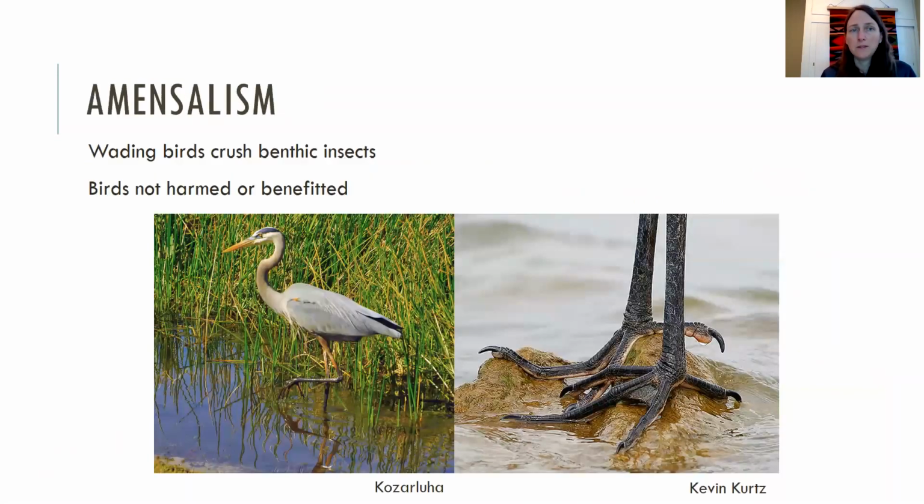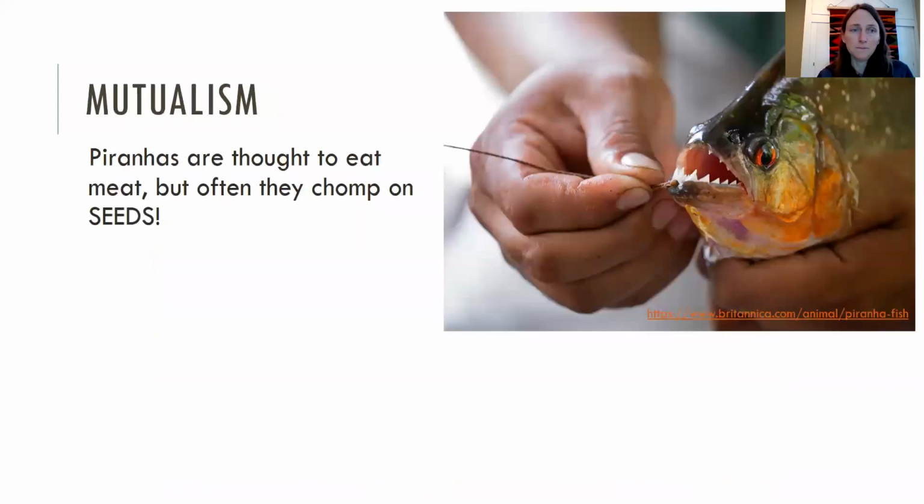An amensalism, in this example, a wading bird like a heron is walking around in the mud, crushing benthic insects, crushing little tubes and burrowing insect channels and things. The bird is not harmed in any way. It's totally neutral interaction, right? But the insects are harmed. And so in this case, an amensalism is where one organism is harmed and the other is not affected.